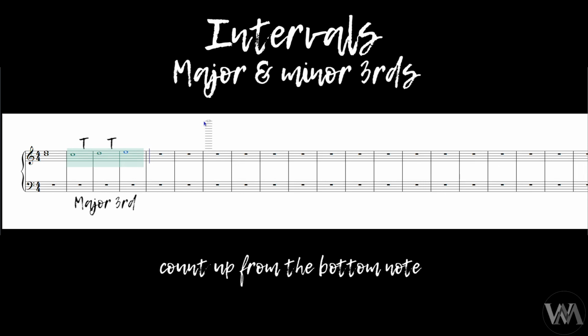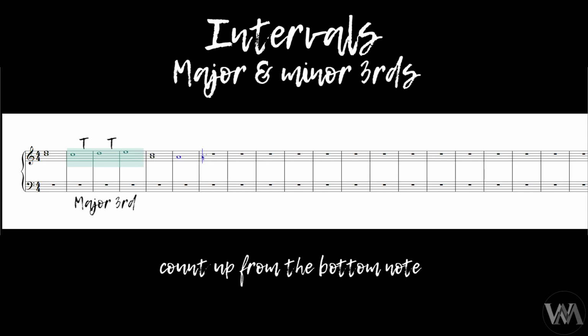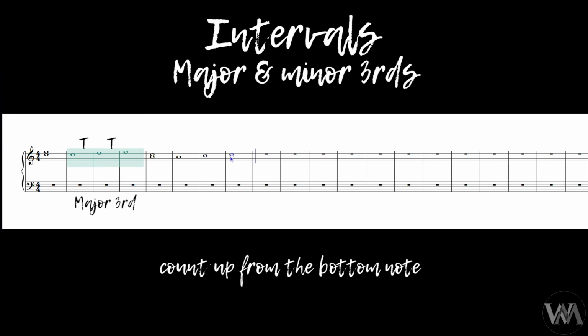How then do we identify the minor? Well, if we have A to C, we're going to first count up the notes again: 1, 2, 3. So this is definitely an interval of a third. But now, from A to B is a tone, and from B to C is a semitone, which we know is always a semitone. So we have a tone, semitone, then it is a minor. So from A to C is a minor third, while from C to E is a major third.